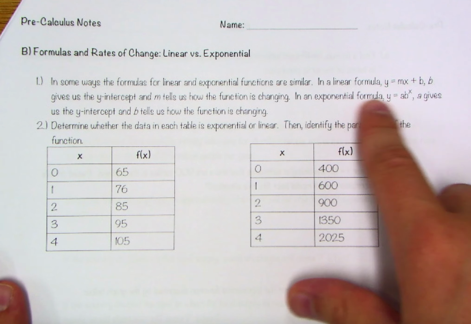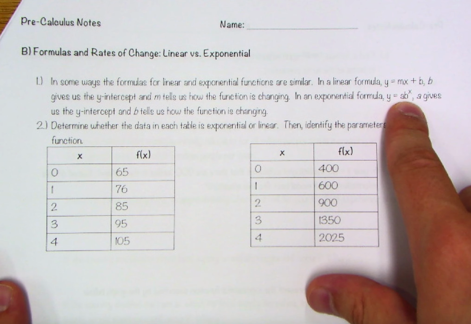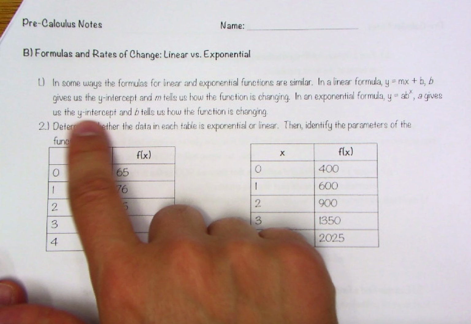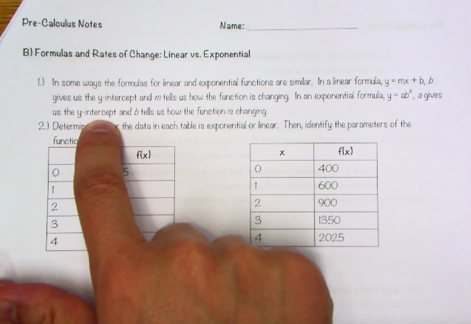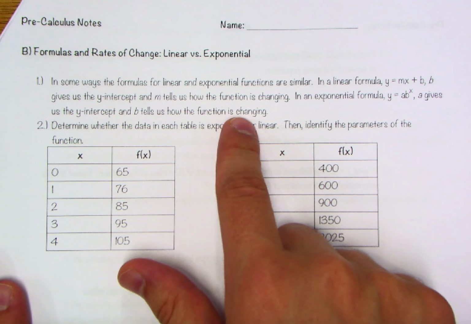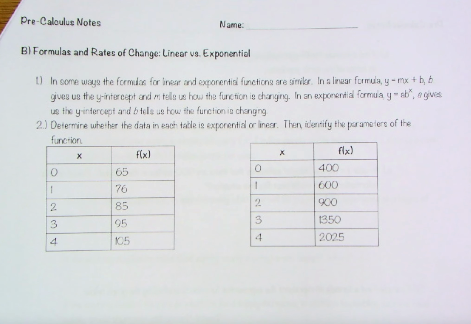In an exponential function, y is equal to a times b to the power of x. A is giving us the y-intercept, as we talked about last cycle, and b tells us how the function is changing. So it comes down to where those changes are occurring.